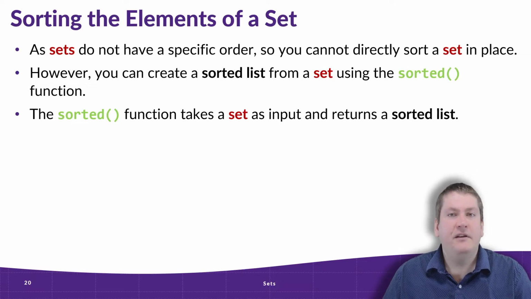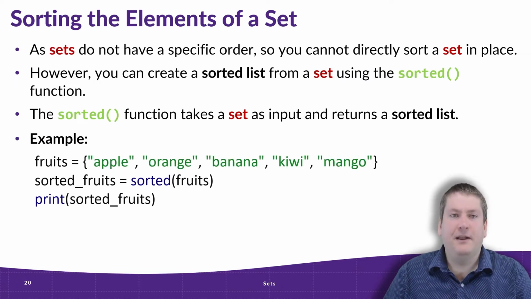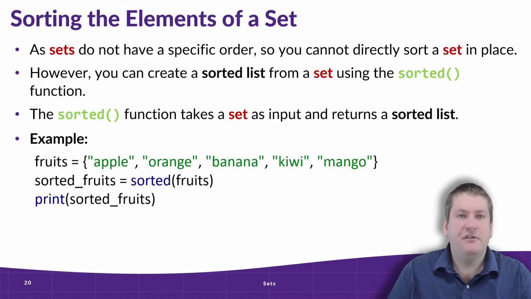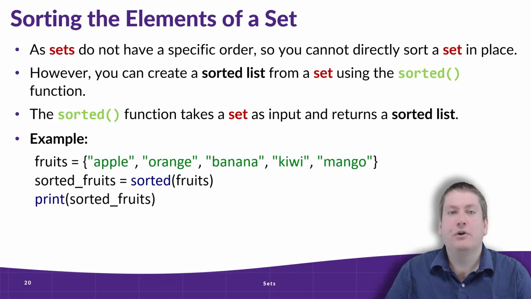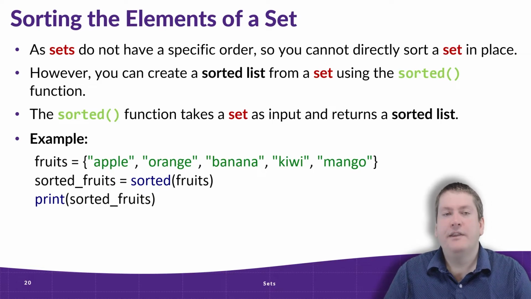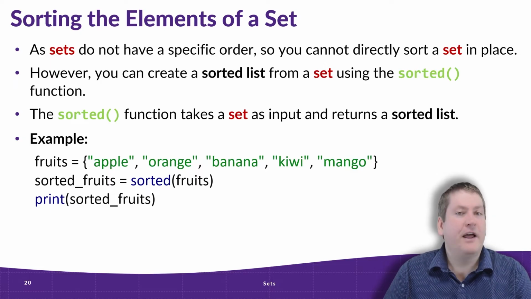This will take a set, convert that set into a list, and then sort it alphabetically for us. Let's take a look at an example. But in this example, instead of usernames, we're going to have fruit. We're going to create a new set called fruits, and it's going to contain apple, orange, banana, kiwi, and mango. Then we're going to call the sorted function on it, and that's going to create a list of the values in the set that are in alphabetical ordering.